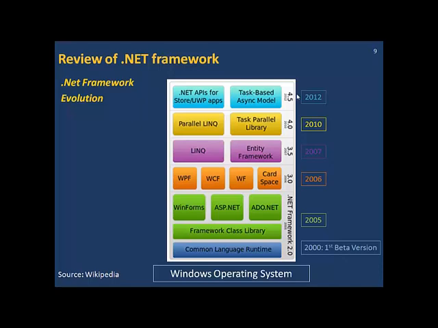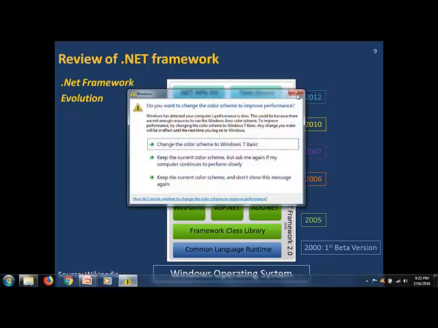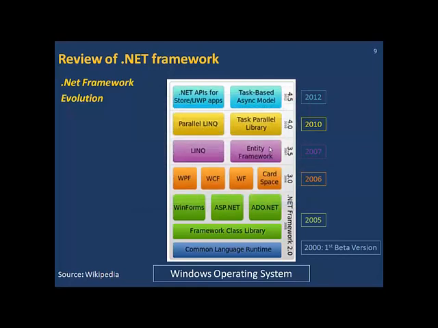In 2007, .NET version 3.5 was released, which contained additional classes for LINQ, that is Language Integrated Query, and Entity Framework. Then in 2010, .NET version 4.0 was released, which contained additional classes for Parallel LINQ and Task Parallel Library. In 2012, .NET version 4.5 was released, which contained classes for .NET APIs for Store and UWP apps. UWP stands for Universal Windows Apps. These apps are compatible with all Windows operating systems as well as Windows mobile operating systems.